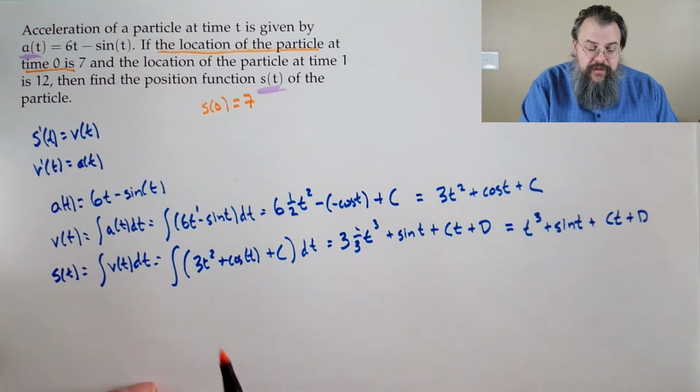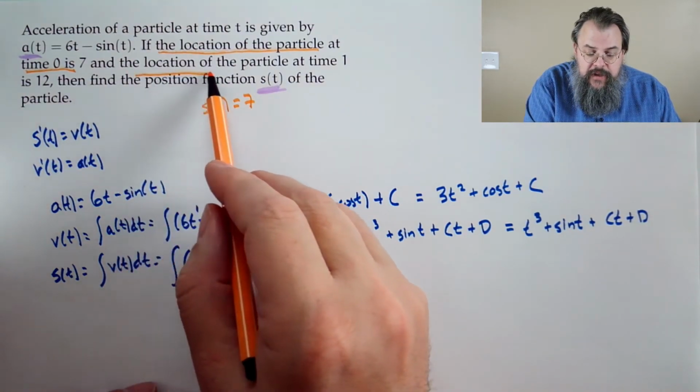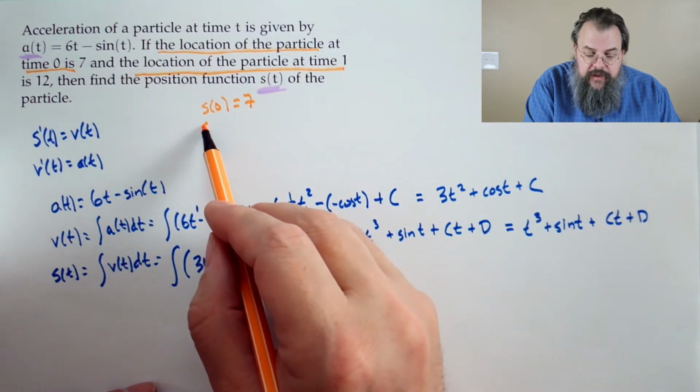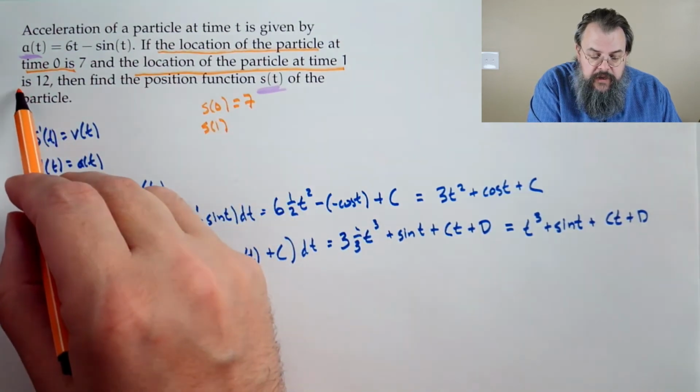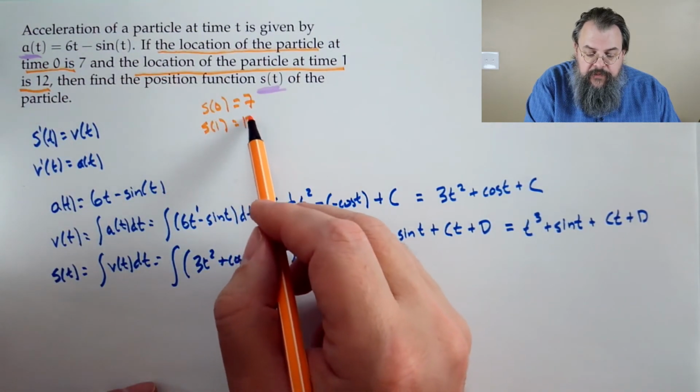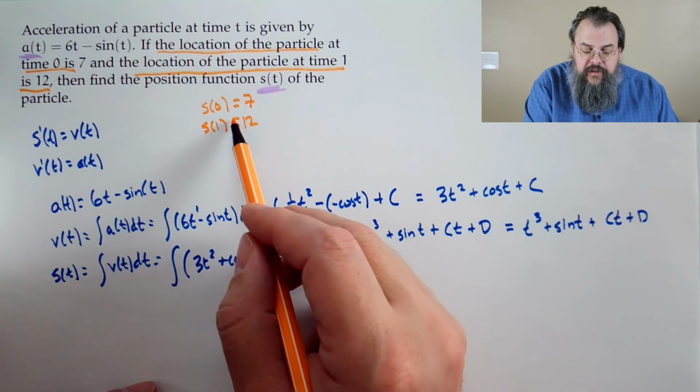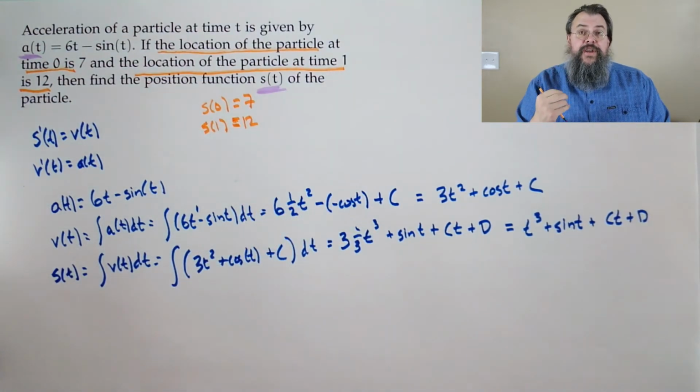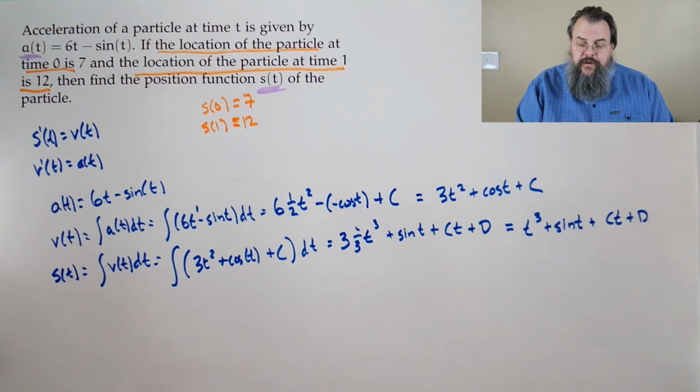The second piece: the location of the particle at time 1, that's S of 1, is 12. S of 1 equals 12. That's our second piece. So now we have two pieces of information, and we can use them to figure out our constants. So let's see what happens.